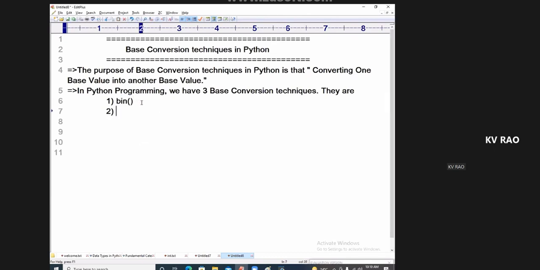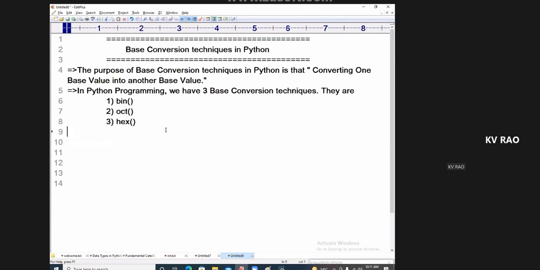The second function is the oct function. The third one is the hex function. Even in yesterday's class we said bin of, oct of, hex of. But my dear students, dec of is not there. Why is it not there? Because it is the default number system, not necessary to have it. So Python's programmers have given bin of, oct of, hex of.